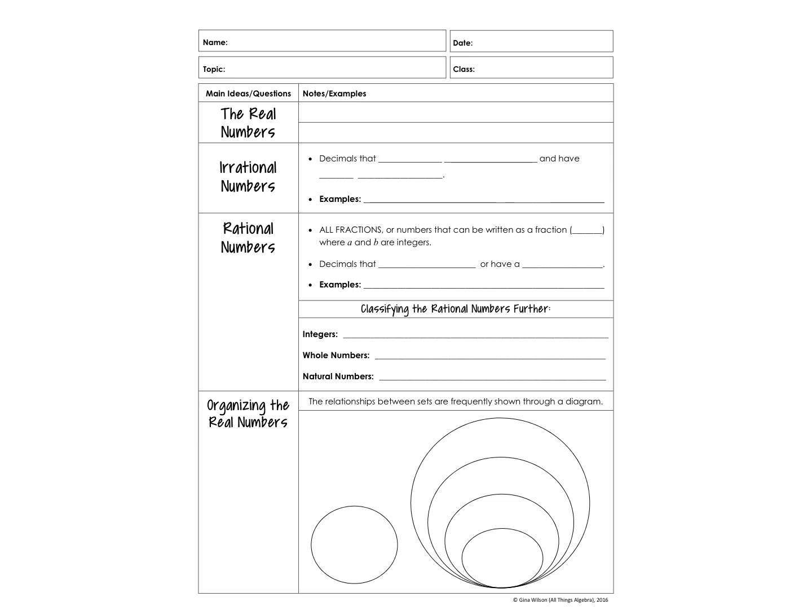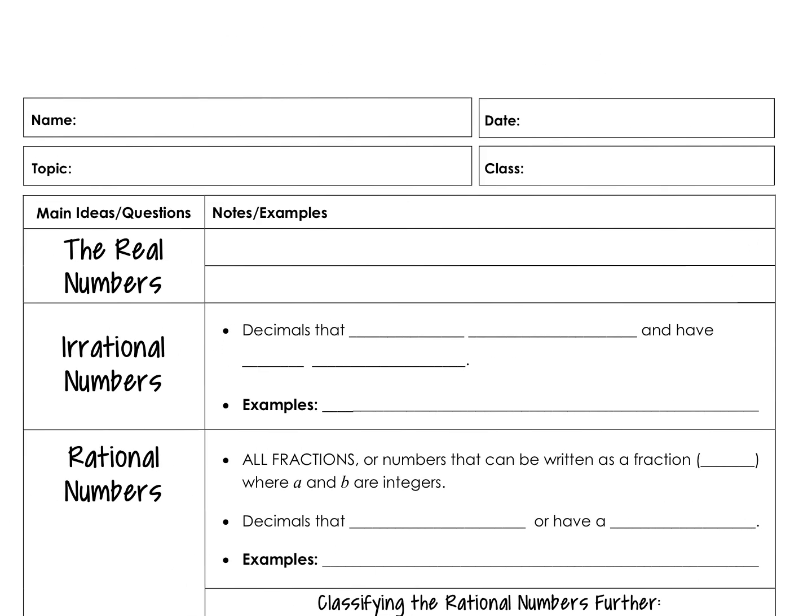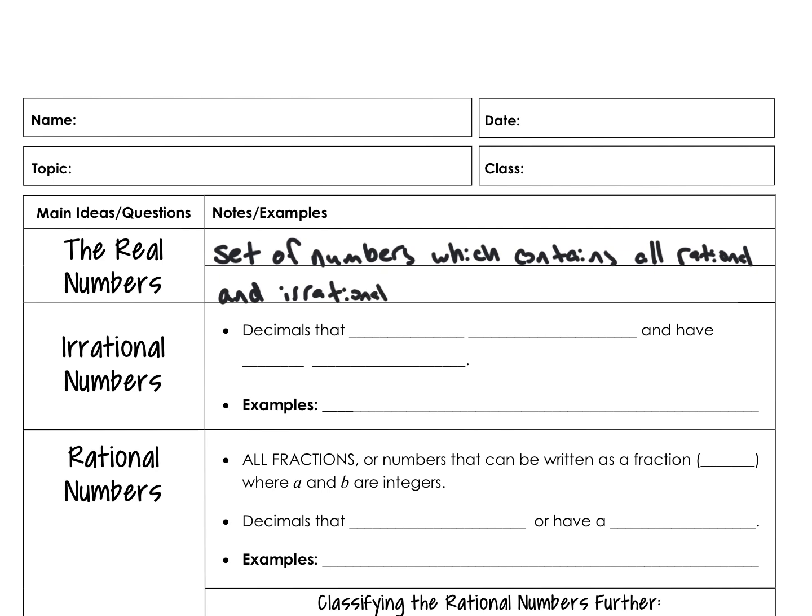All right, today we're going to be taking a look at the set of real numbers and how we can tell the difference between rational and irrational numbers. Real numbers in general are just the set of numbers which contains all rational and irrational numbers.